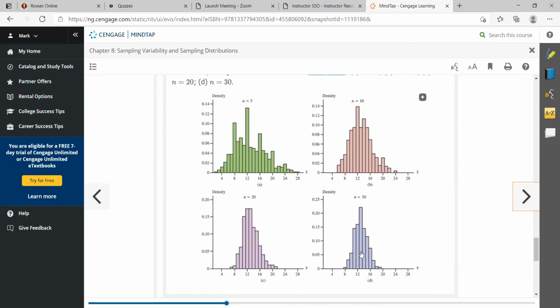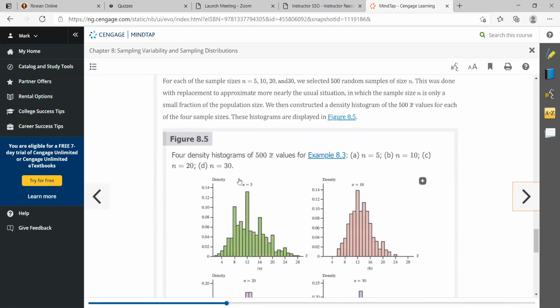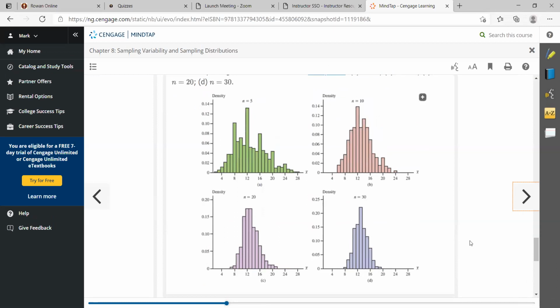So here in review, if the original population is normal, then the sampling distribution should be normal for any sample size. If the original population is not normal or unknown, then the sampling distribution becomes approximately normal when the sample size is at least 30. Now, I should make this really clear. This is true for cases where we're looking at the sampling distribution of sample means.